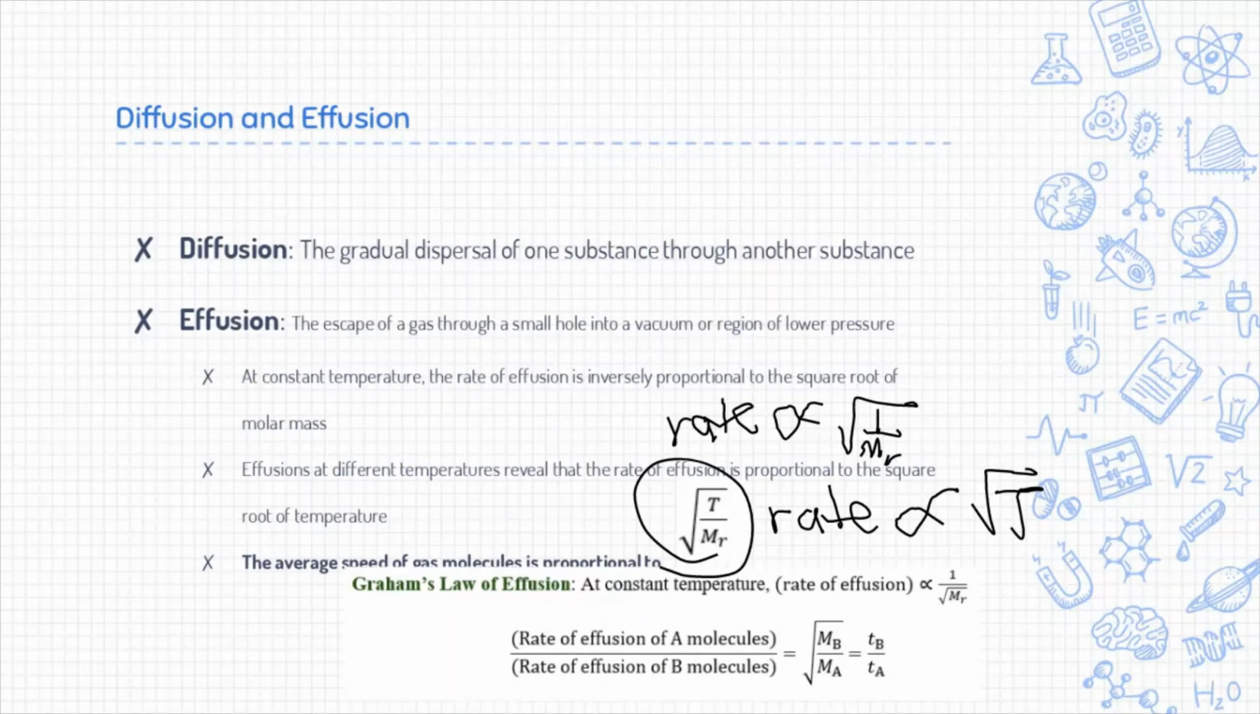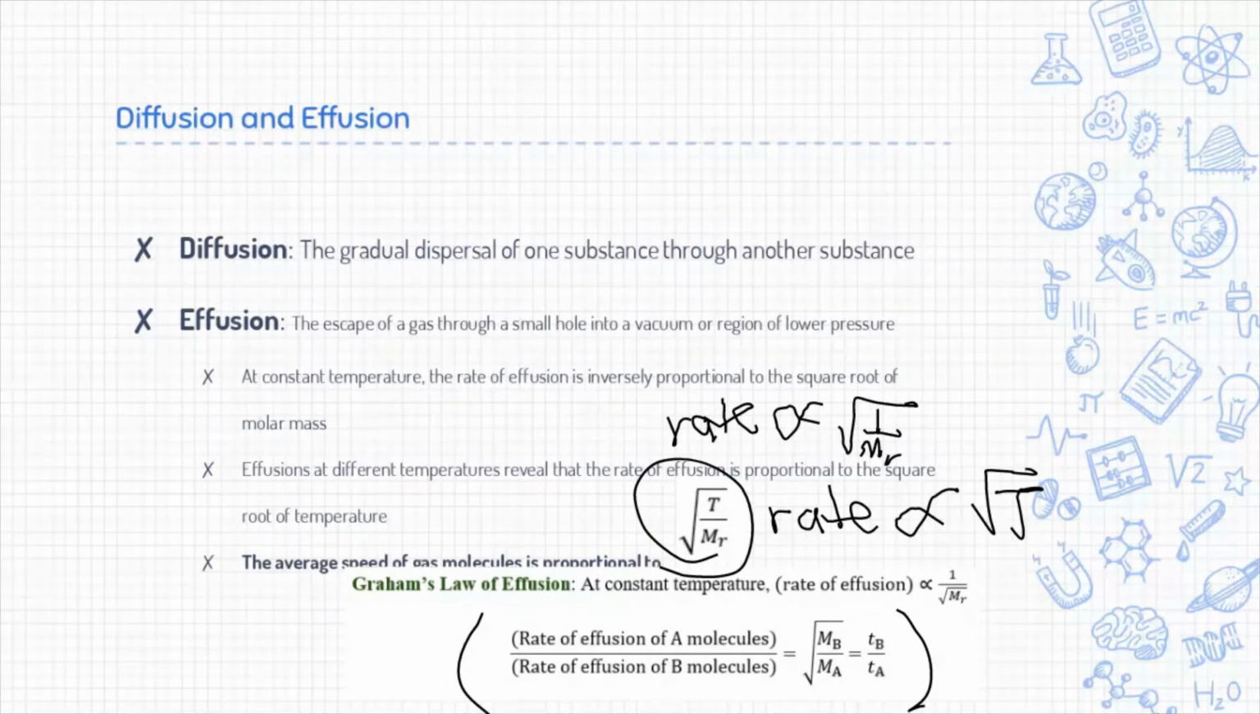But really, honestly, in the Unit 2 exam, the only thing you really need to know about is this equation. Rate of effusion of A molecules over rate of effusion of B molecules equals square root MB over MA, because the rate of effusion is inversely proportional to the square root of molar mass. All right. Does anyone have any questions to that segment? I'll take that as a no. All right.